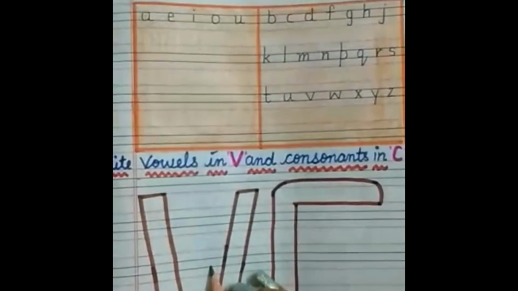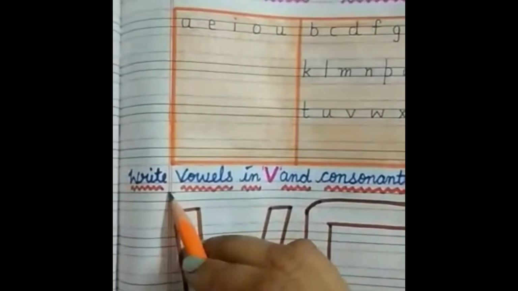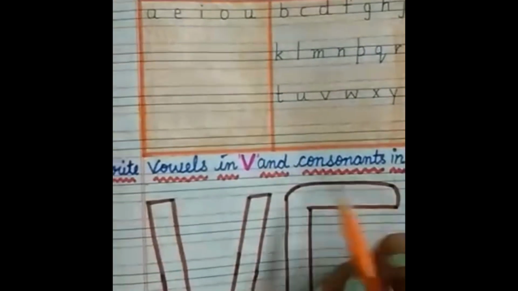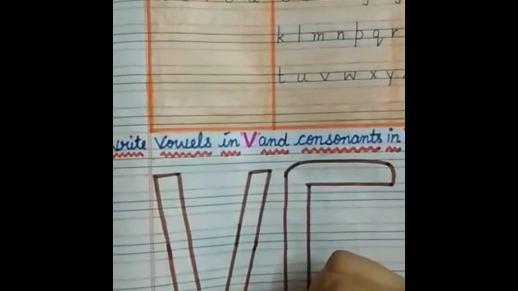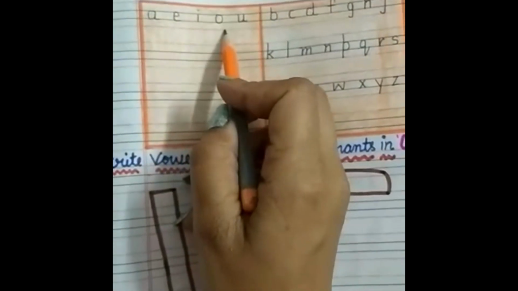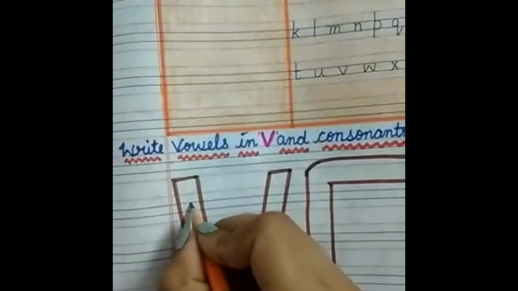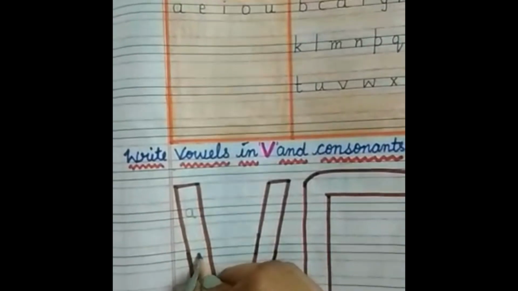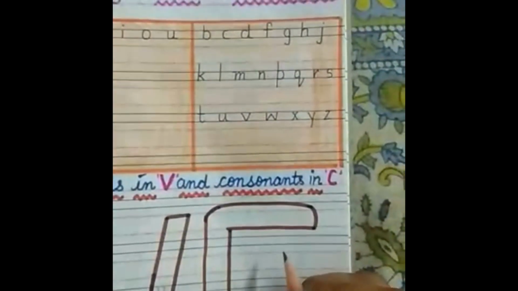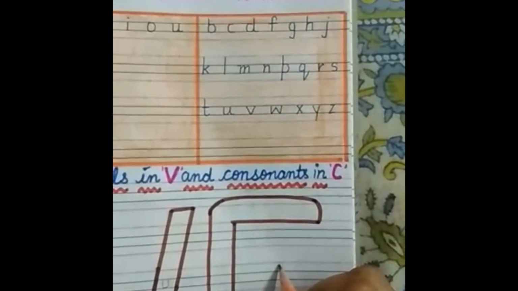Okay, so students, we will do a worksheet on this. Write vowels in V and consonants in C. In this V, we will write the vowels. What are vowels? A, E, I, O, U. So write here A, E, I, O, U.